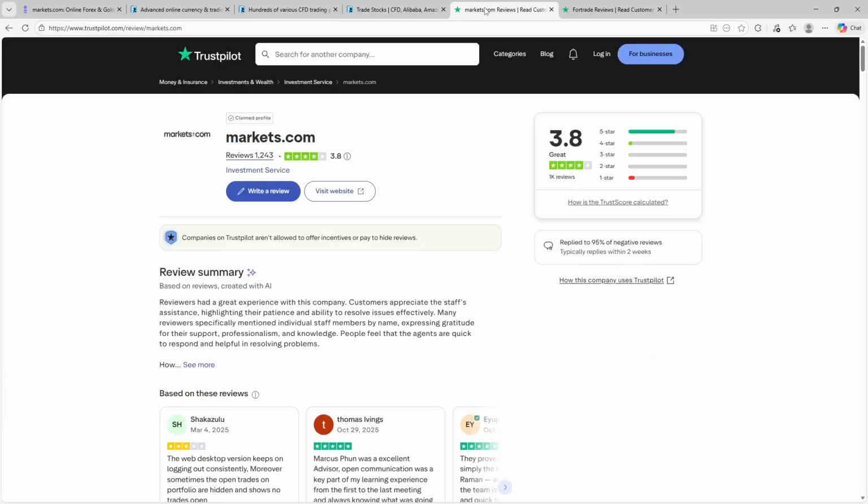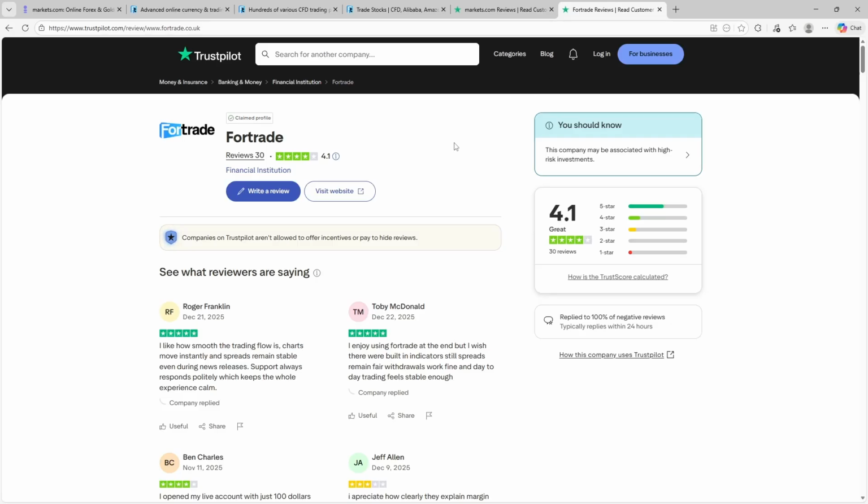In terms of user feedback, Markets.com currently holds a Trustpilot rating of 3.8 out of 5, with reviewers often highlighting helpful customer support, a clean interface, and ease of use, while some mention concerns around platform behavior and cost transparency. Fortrade currently holds a Trustpilot rating of 4.1 out of 5, with many users praising stable spreads, smooth execution, calm trading conditions during news events, and responsive support, while a smaller number mention limitations in built-in indicators or platform flexibility.